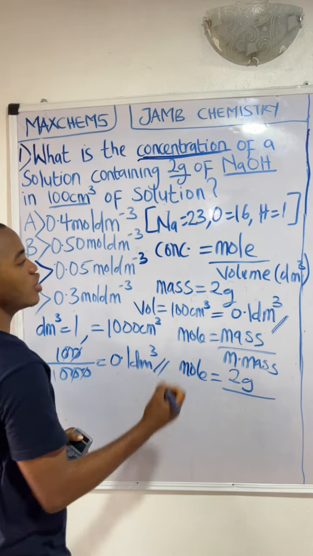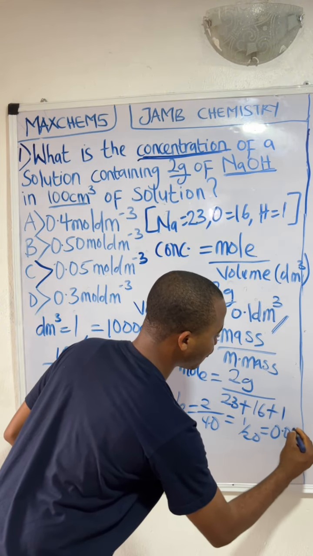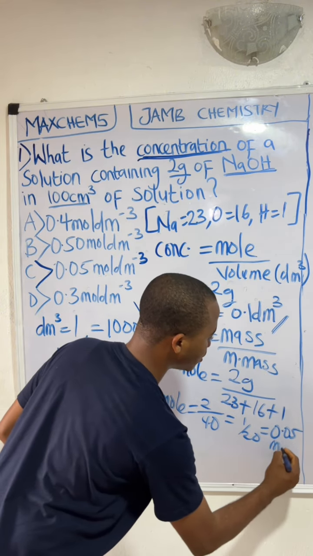For sodium, it is 23, so you are going to write 23 plus oxygen, which is 16, plus hydrogen, which is 1. That's the atomic mass of hydrogen. If you add all of this together, you have 40. So that's going to give you 2 over 40, which is 1 over 20, which gives you 0.05 moles.